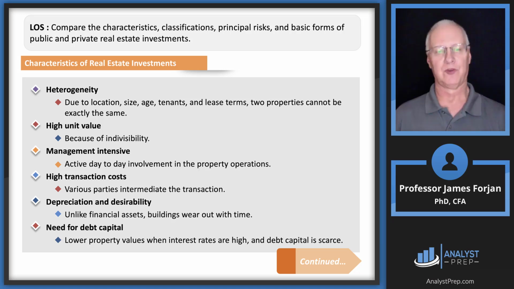And then, of course, that last one is important, the need for debt financing. What that means implicitly is that when interest rates are high, then the weighted average cost of capital is going to be higher, and then the value of that property is going to be low. And then the other part of that is when interest rates are high, then debt capital is scarce. So remember that last diamond point.